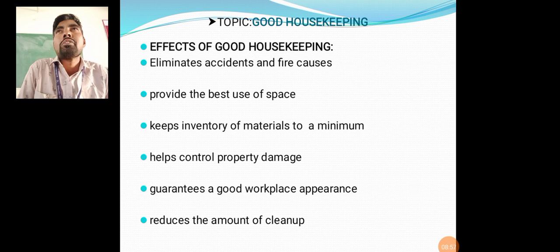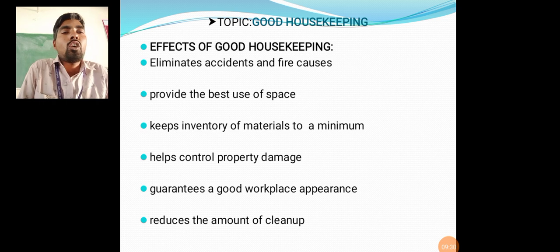For example, in your room, your dress materials, books, kitchen materials or vegetables, if everything is neat in its own place, it looks very beautiful and gorgeous. But if everything is clumsy and distributed unevenly, that place looks very bad. So for a good working place appearance also we use good housekeeping.